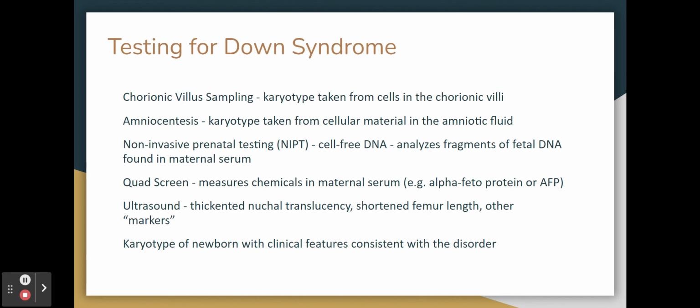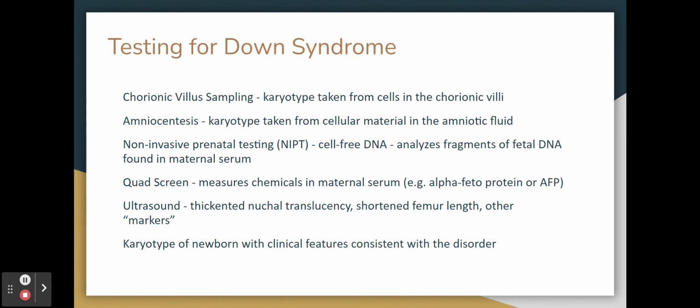But there's a number. I think there are like 13 markers. Some of them are more indicative of Down syndrome than others. But if you see a lot of them, definitely that person should be referred for more conclusive testing if they want that. Finally, you do a karyotype on the newborn through a heel stick.